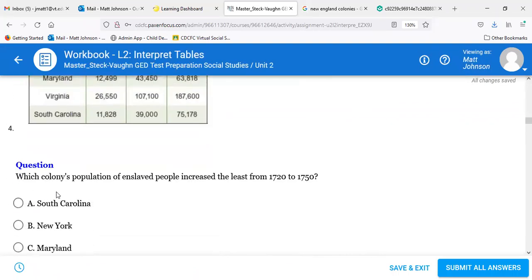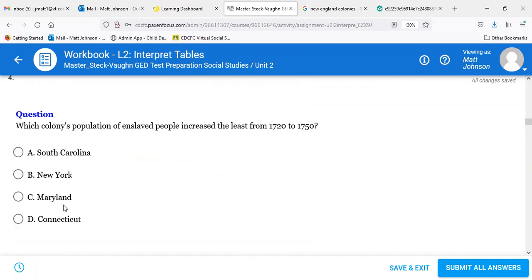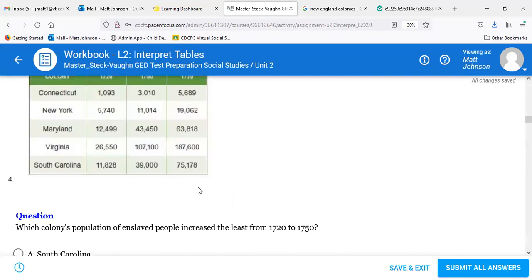And which colony's population of enslaved people increased the least from 1720 to 1750? So A, South Carolina, B, New York, C, Maryland, D, Connecticut. So which, D. Yeah, D is in dog, Connecticut.